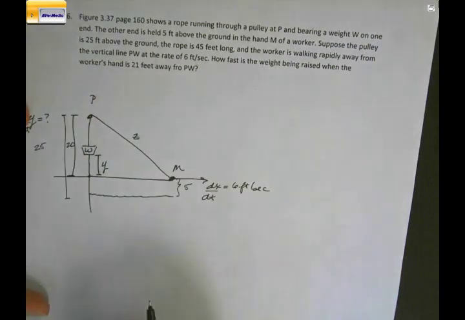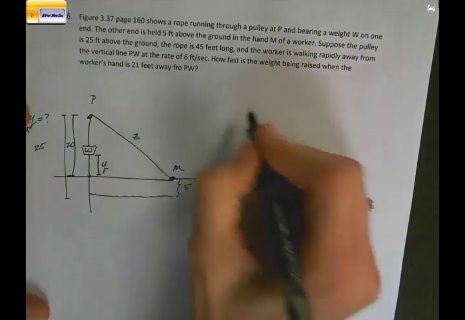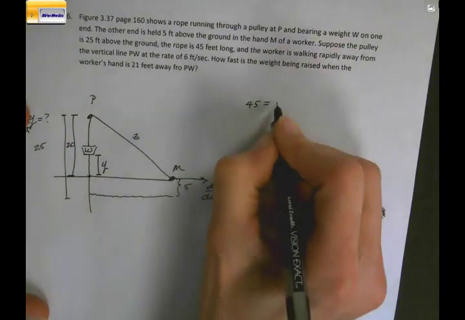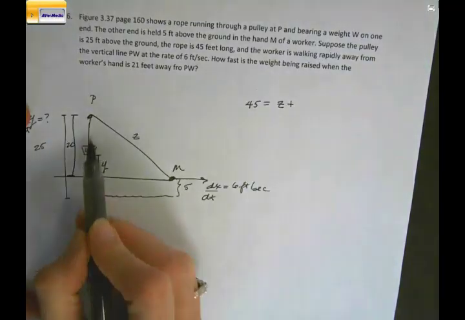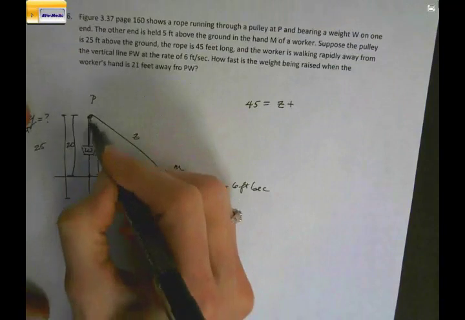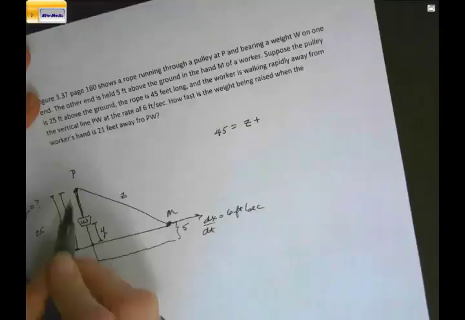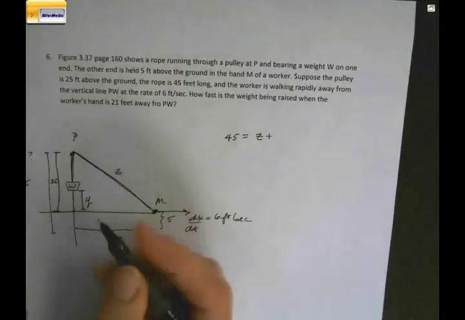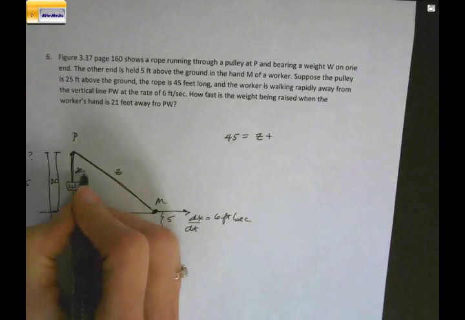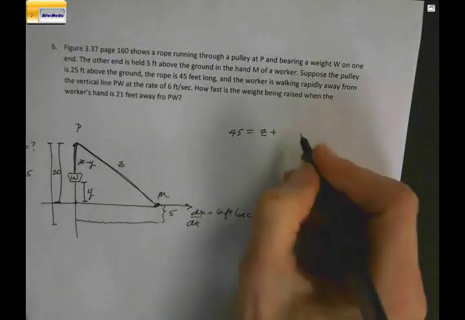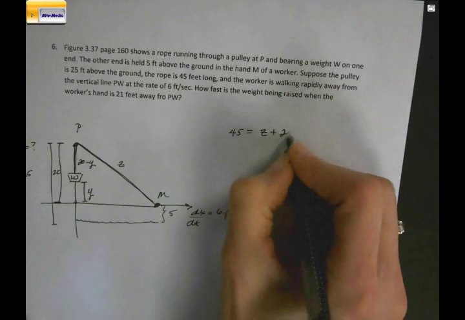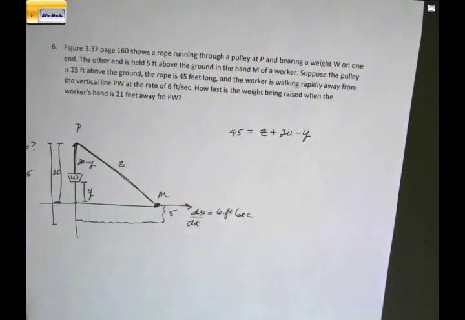We have this 45-foot rope, all right? So this 45-foot rope is the length z plus this length here, right? The rope is going from the man's hand to the weight. So if this is y, this is 20 minus y, right? So the length of the rope is z plus 20 minus y.